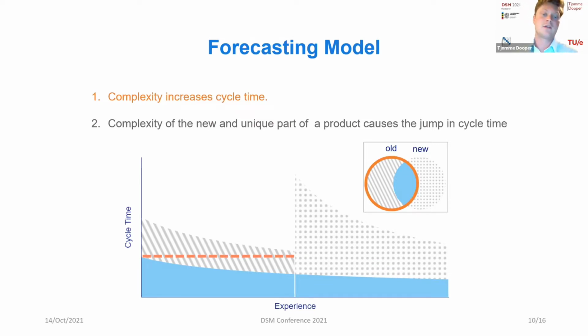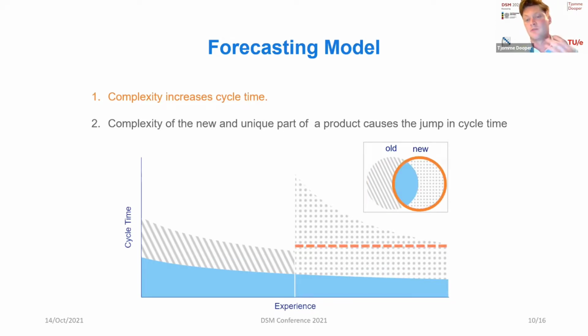And then we can also get an estimate for the limit of the learning curve of the new product. Since we have the cycle time data for the old product, we can fit a curve and get its limit or asymptote related to the complexity of the old product. Since we have the complexity of the new product, we can get an estimate for the limit of the learning curve of this new product.